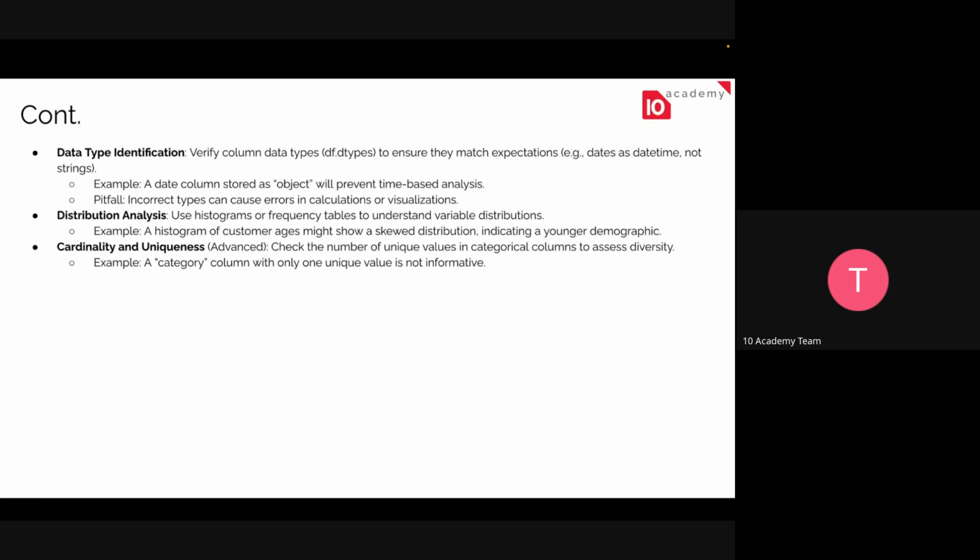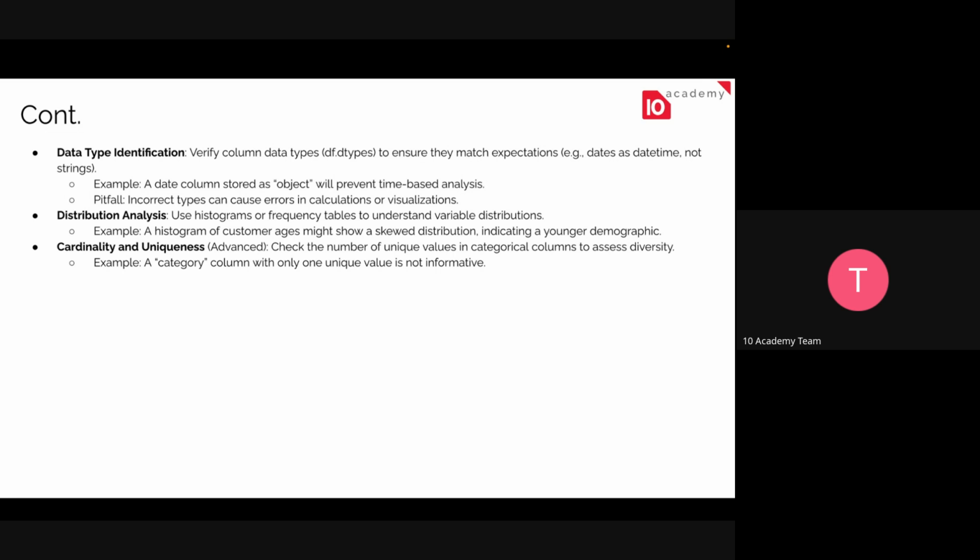And of course, the distribution analysis. This can also be part of the EDA part, which includes using histograms, frequency tables, understanding variability and distributions, and so on. This is just basic statistics, actually. A histogram of the age of the customers might show a skewed distribution. So skewness: is it left skewed, is it right skewed, and what does it mean? Or is it normally distributed? Depending on your analysis, you could come up with a strategy to fix this.